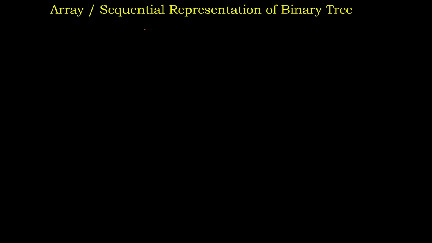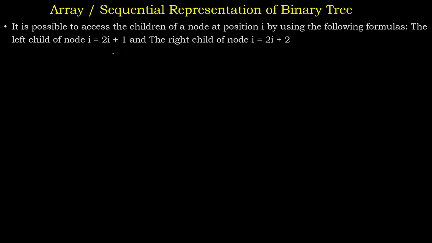So let's find the representation. How can we find or calculate it? We have some properties that we can understand. When we talk about the array sequential representation, according to the index at different positions, we can calculate the number of nodes from the number of children, or we can find the index of the children according to the parent.